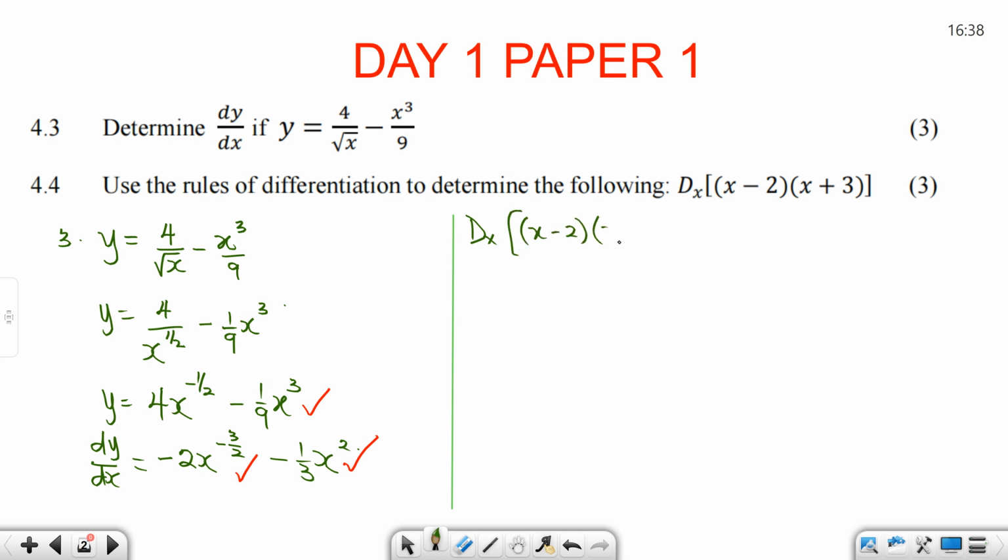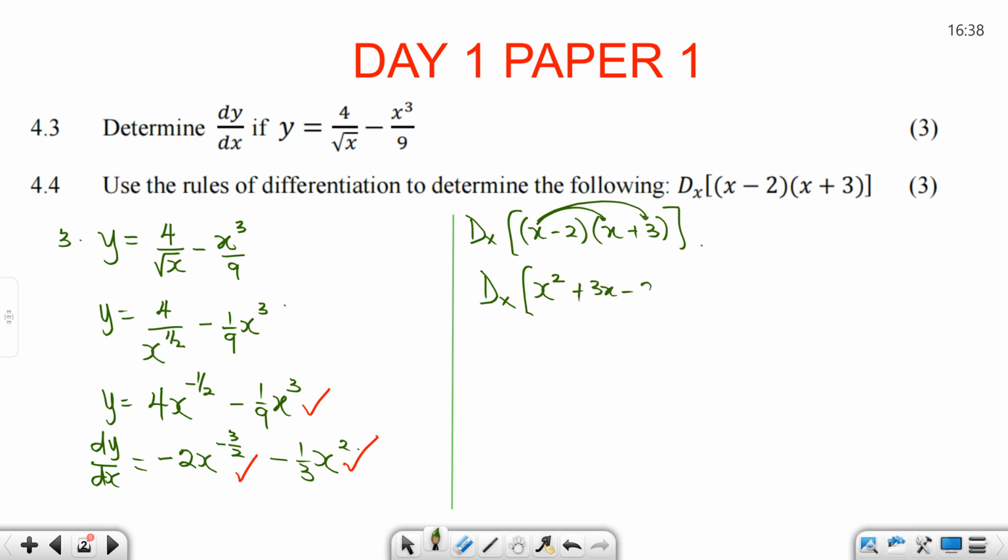X minus 2. What do we do? We need to expand this bracket, right? No equal sign, please. What do we have? X squared. I would have done the short form by saying 3 minus 2, but let's expand. What do we have?